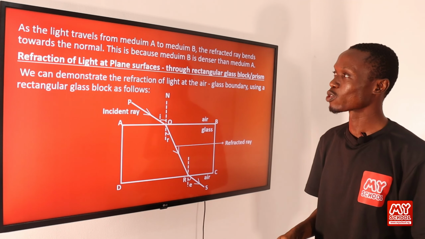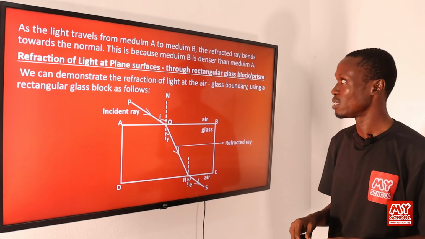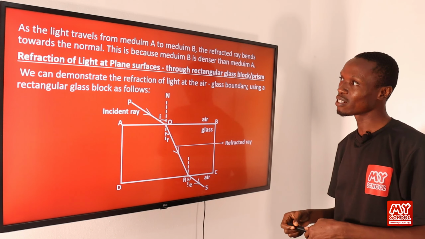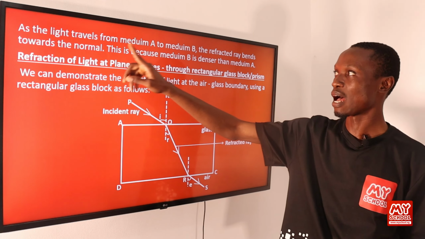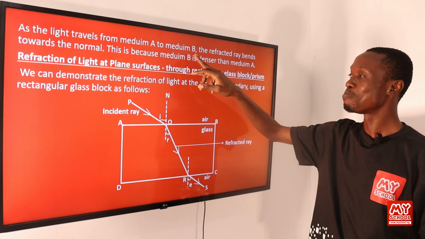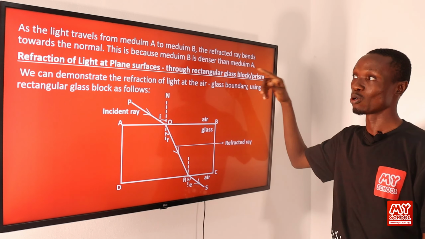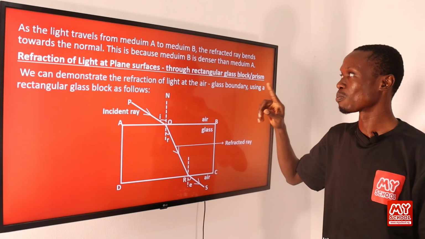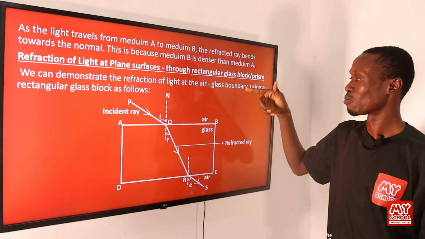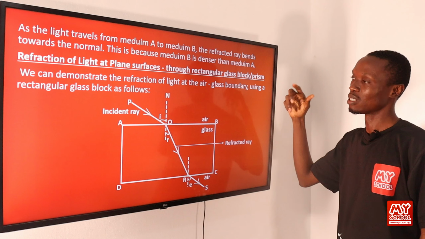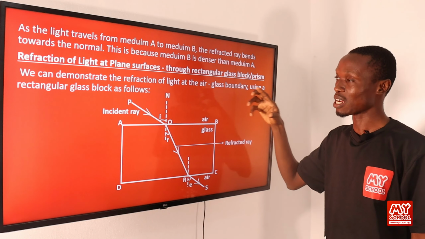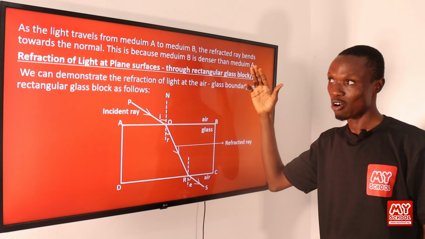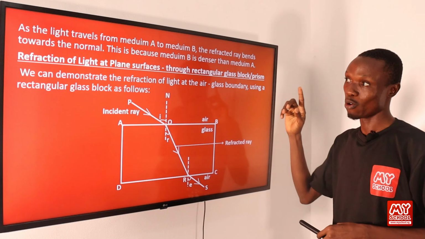Now, as the ray travels from medium A to medium B, the refracted ray bends towards the normal, and this is because medium B is denser than medium A. Meaning that if the light travels from a denser medium to a less dense medium, then the refracted ray is going to bend away from the normal.